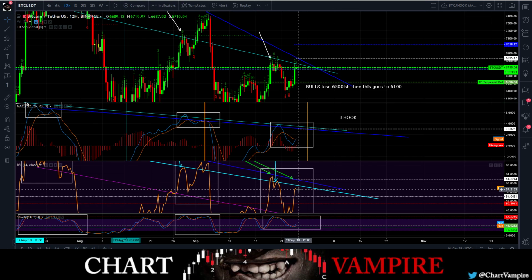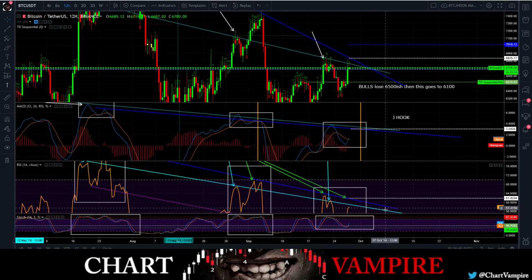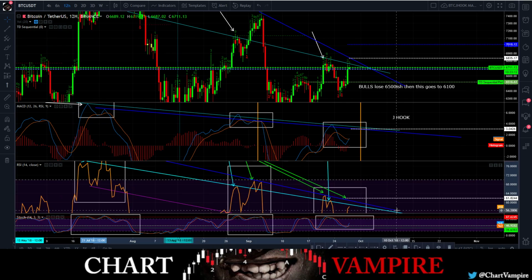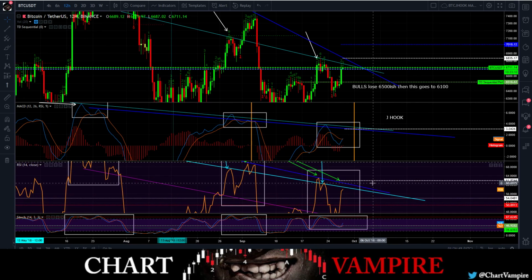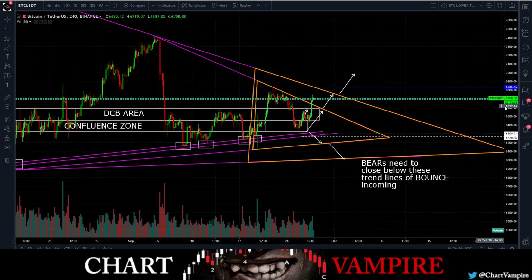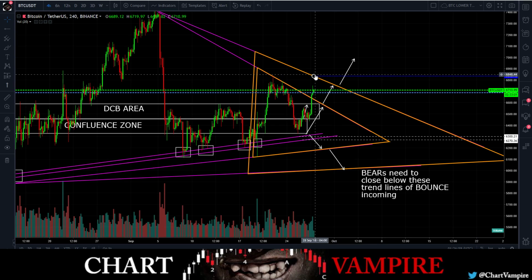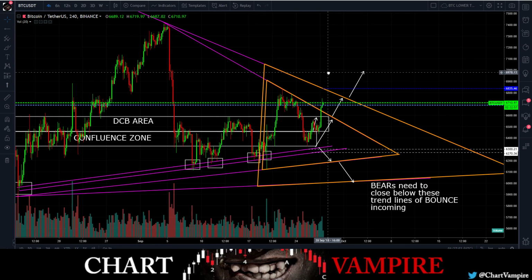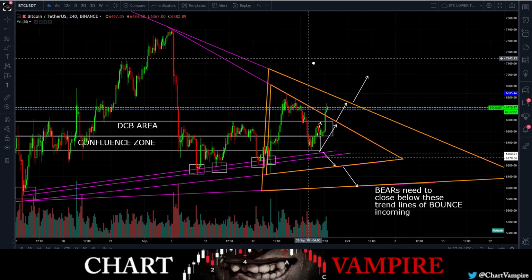Okay, so now here you look, this run on your RSI from here to your blue line, which is your top resistance line for your RSI, and I can probably scoot this down just a little bit right there. So if you get this run up to here, that would correlate with a run, not much farther, up here to 6830, 6835, and the top of this trend line right here, okay?